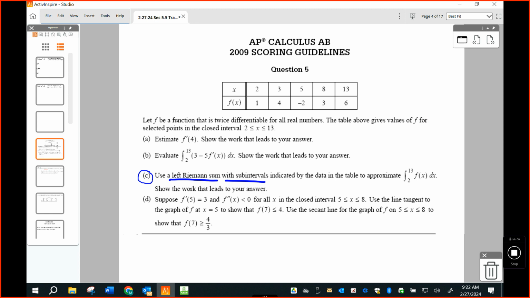11 over 4. How'd you get 11 over 4? Because 13 minus 2, we're doing 4 rectangles. Okay, so if you're using your delta x formula, b minus a over n, 13 minus 2 is 11, divided by 4 is 11 over 4. But if you add 11 fourths plus 2, what do you get? 19 fourths. Is that an x value that we have in the table? I can't use that delta x. That's not what I have given in the table. I can only use those 5 data points.